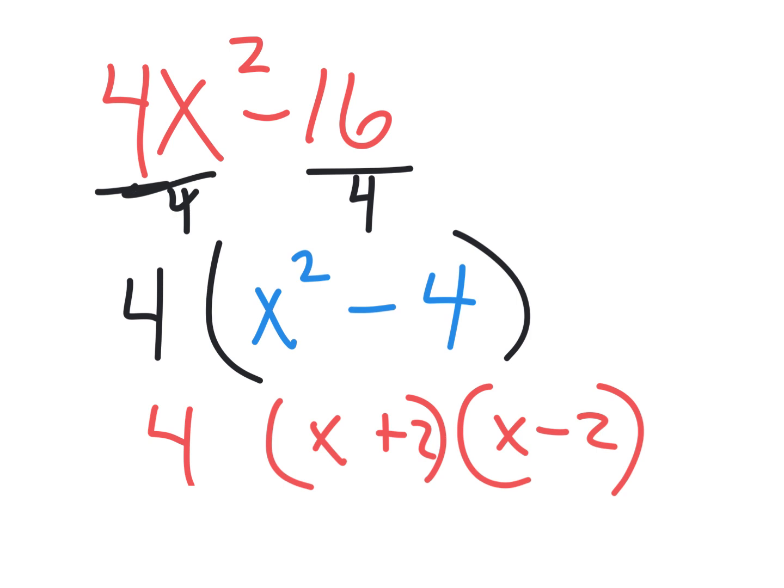This is called difference of squares. Because see, that's a perfect square and that's a perfect square. And this is a minus, which is called a difference. So that's called a difference of squares.